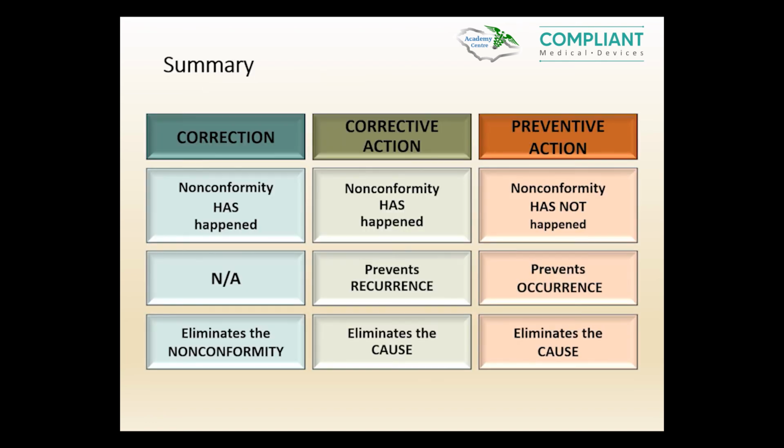In summary, notice the differences between the 3 actions. With corrections and corrective actions, the nonconformity has already happened, while with a preventive action, it has not. Secondly, a corrective action prevents recurrence, while a preventive action prevents occurrence. And thirdly, while corrective and preventive actions eliminate the cause, corrections eliminate the nonconformity rather than its cause.